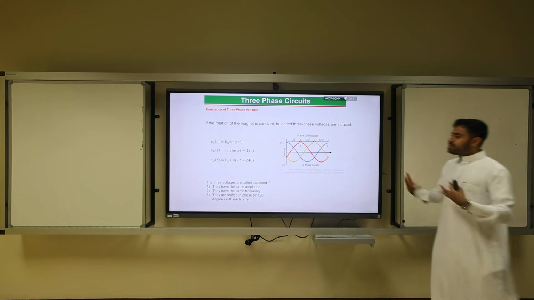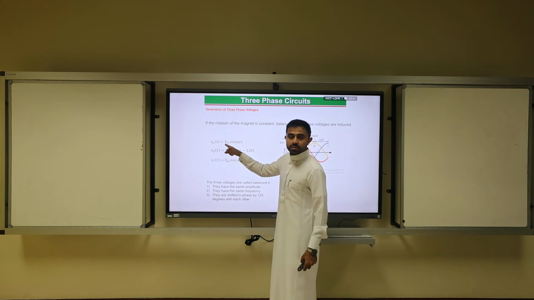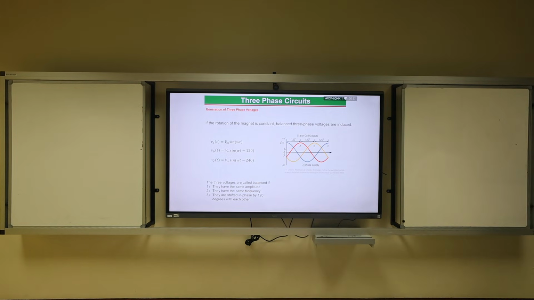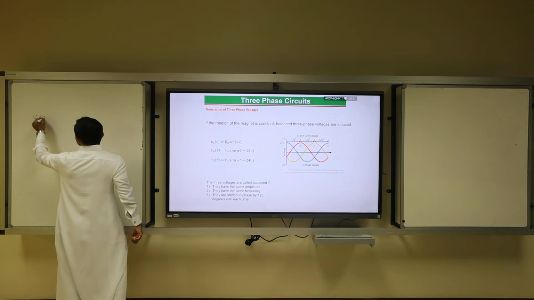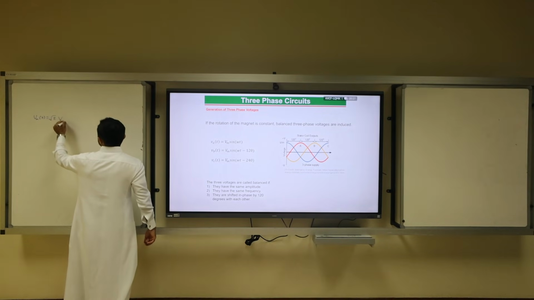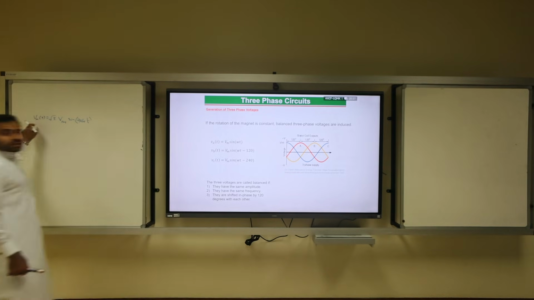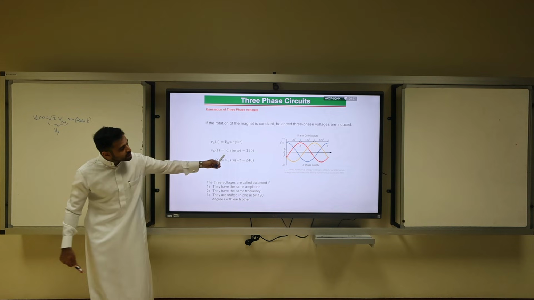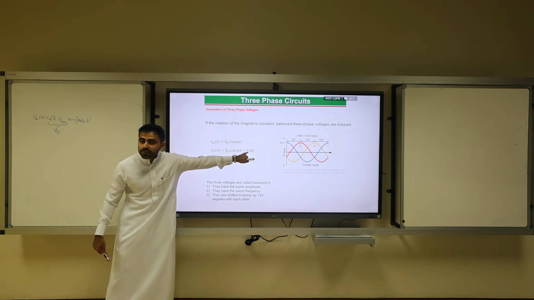Now, how do we represent them mathematically? We represent VA as VM, where M stands for max. Another way of doing it, which is the way I did it last time: VA of t equals square root of 2 VRMS sine of 2 pi 60 t. I don't like omega. So V peak is square root of 2 VRMS. And for phase A, phase B, phase C, the only difference is the minus 120 degrees phase shift.